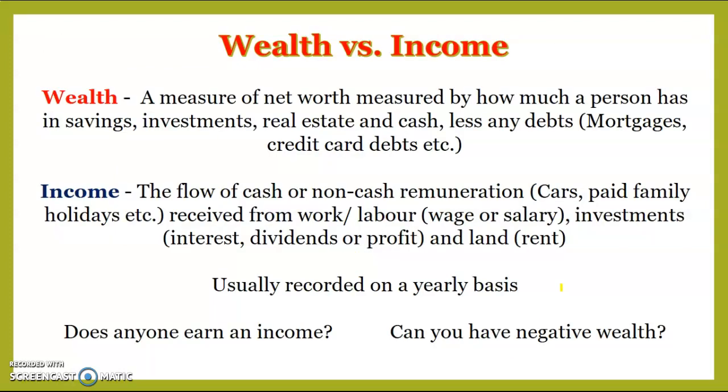Wealth versus income. Okay, wealth is basically all the things you own at a particular point in time. It includes the value of your house, any land you own, your superannuation, cars, minus your debts, so any credit card debt, mortgages, etc. Whereas income is like a yearly transaction. It's what you earn in a particular period. So it's like the money you earn from your job, your wage or your salary.